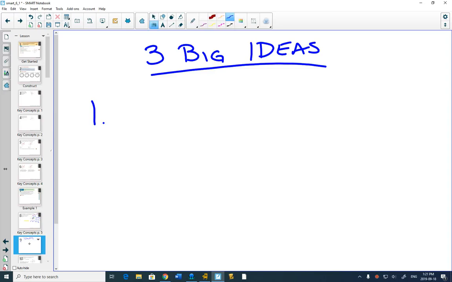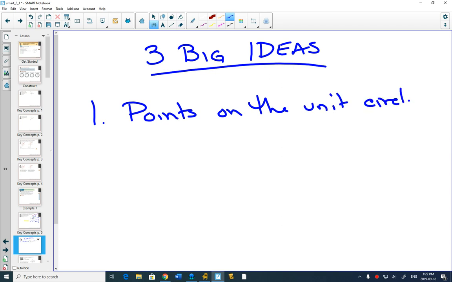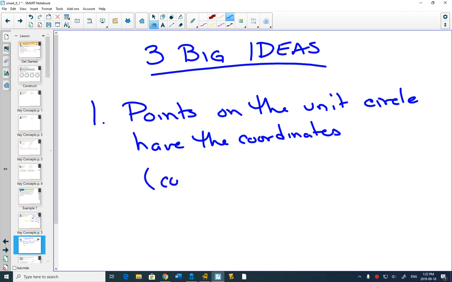So we'll write that out. Points on the unit circle have the coordinates cos theta, comma, sine theta.